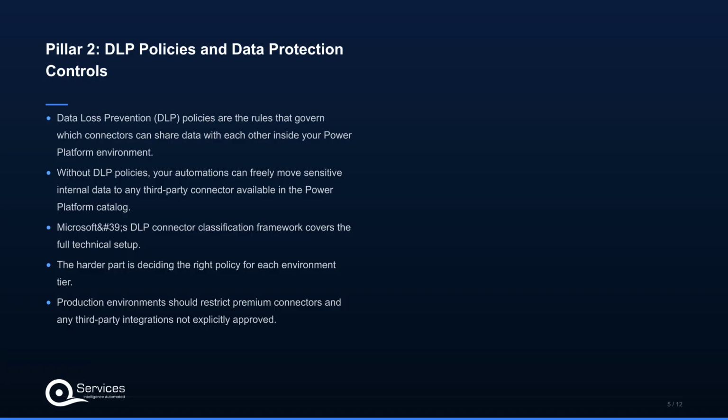Without DLP policies, your automations can freely move sensitive internal data to any third-party connector available in the Power Platform catalog. With proper policies, you define which connectors belong in the business category and which belong in non-business or blocked entirely. Microsoft's DLP connector classification framework covers the full technical setup. The practical application takes judgment. You cannot lock everything down or your citizen developers will build nothing useful, and you'll push them to find workarounds that create worse security gaps than the ones you're trying to close.